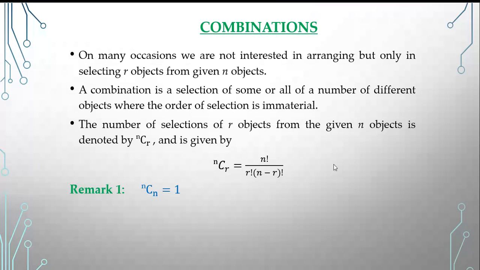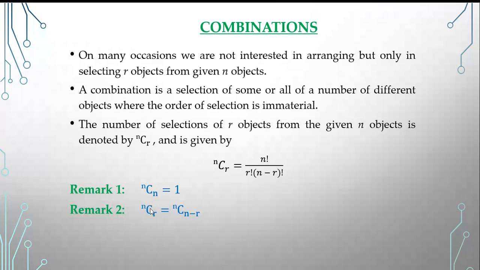So some points are here. Suppose we select n objects out of n objects, its value is 1, meaning nCn is equal to 1. You can see here, if you put n in place of r, it becomes n factorial upon n factorial and n minus n, that is 0 factorial. And what was the value of 0 factorial? 1. So it becomes 1. Clear?